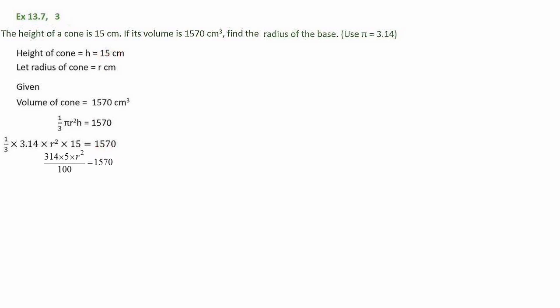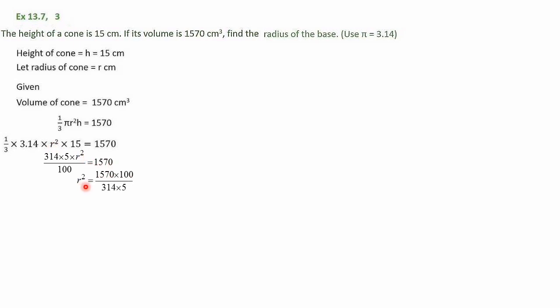Then here 3.14 is a decimal number. We are just changing it into a fraction. That is, 3.14 we can write as 314 by 100. And 3 and 15 you can cancel, 5 times. It is a mental calculation, I am not showing it here. 3 and 15 when we cancel we will get 5. So that 5 is here into r square is equal to 1570.